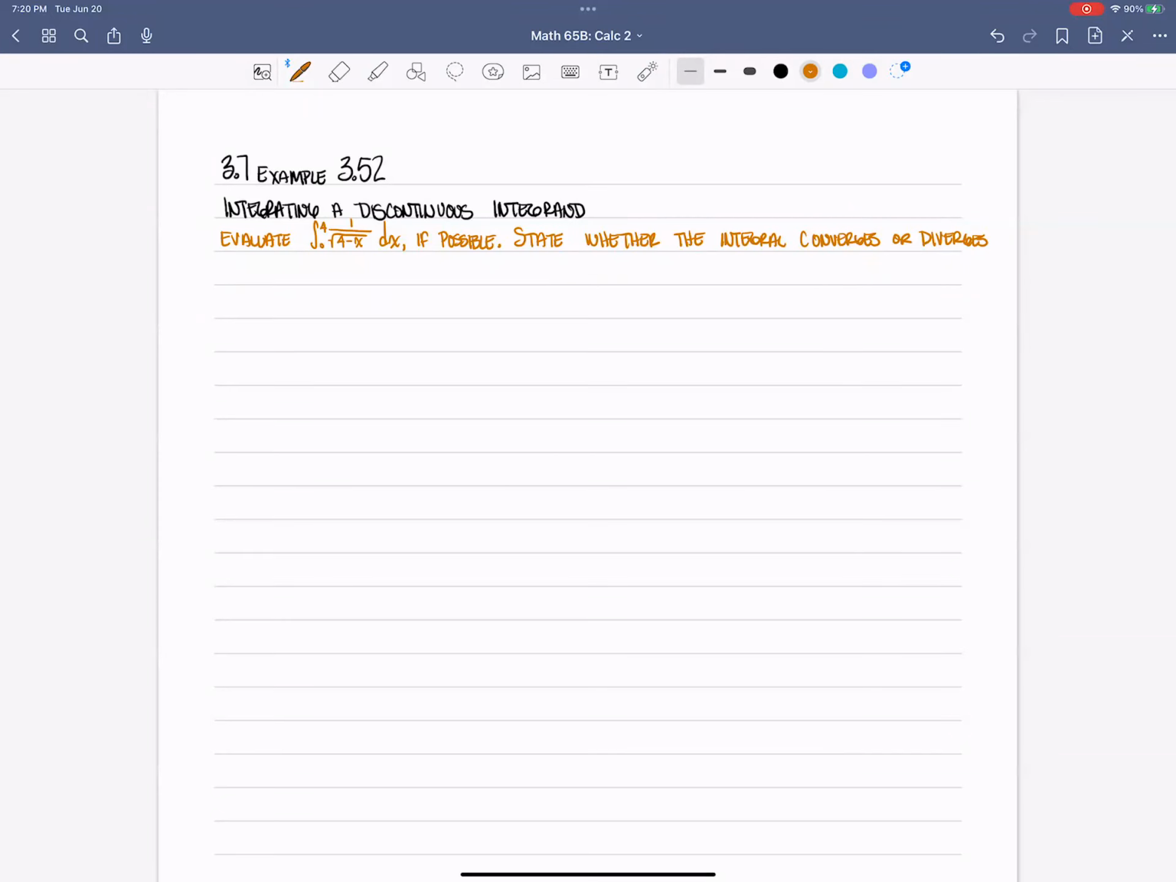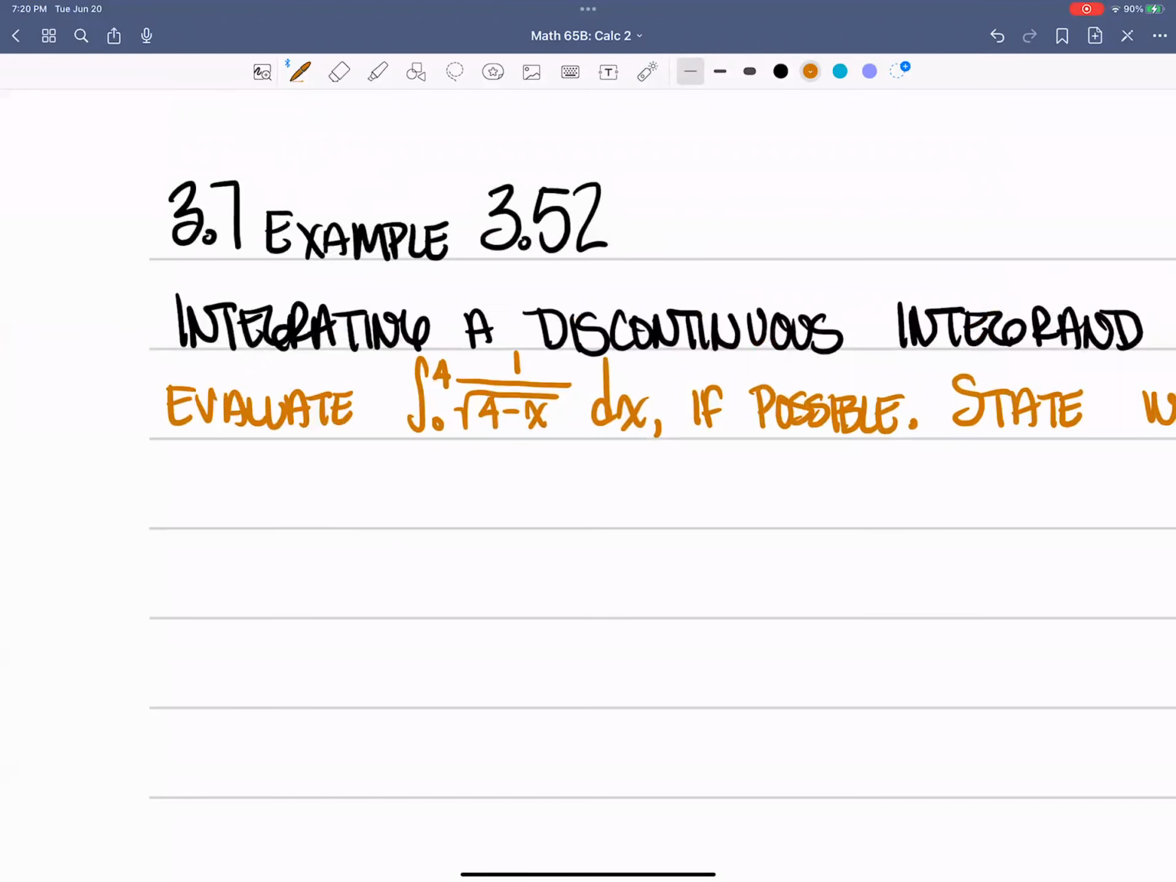Section 3.7, example 52, integrating a discontinuous integrand. So we're going to evaluate from 0 to 4. But as you could see, when we plug 4 in, we end up with 0 in the denominator. So we can't have that. So we have to figure out what we could do in order for it to actually work.